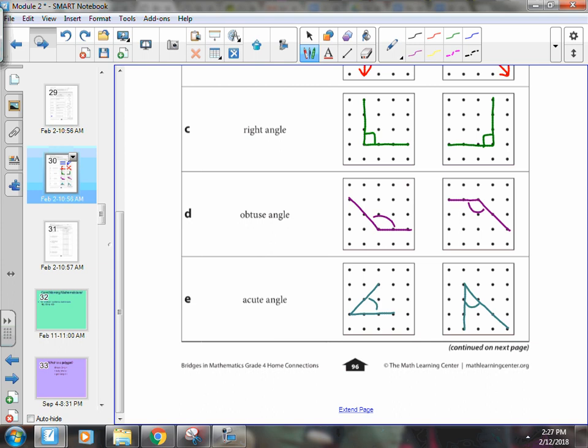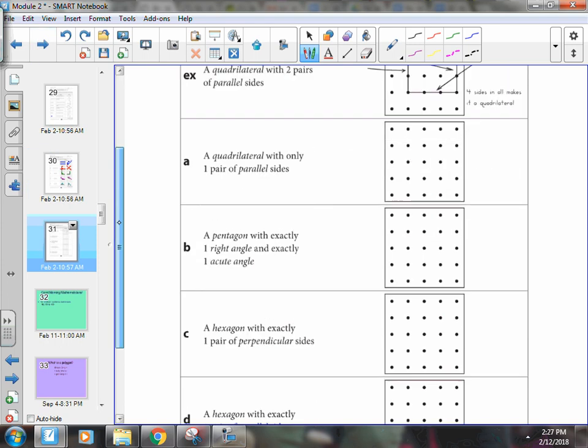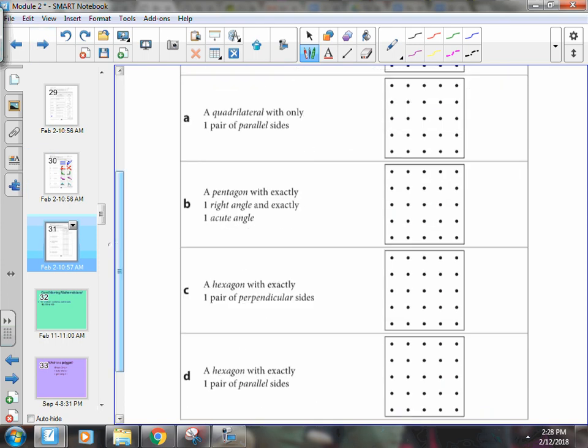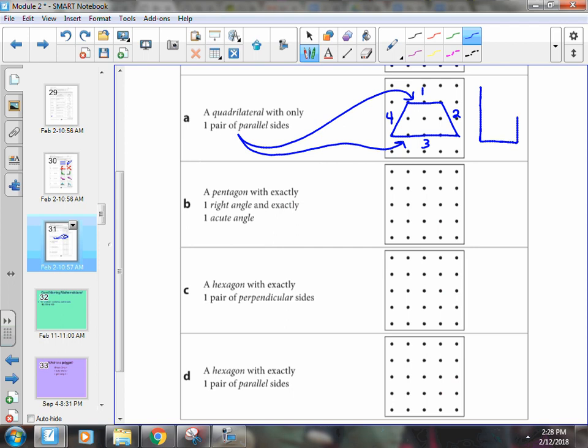And the last page, page 97. Letter A, a quadrilateral with only one pair of parallel sides. That would be a trapezoid. It has 4 sides. And the pair of parallel sides, in this case, it's the top and the bottom. You could also draw a trapezoid like this, where instead of the top and bottom are parallel, the left and right are parallel.